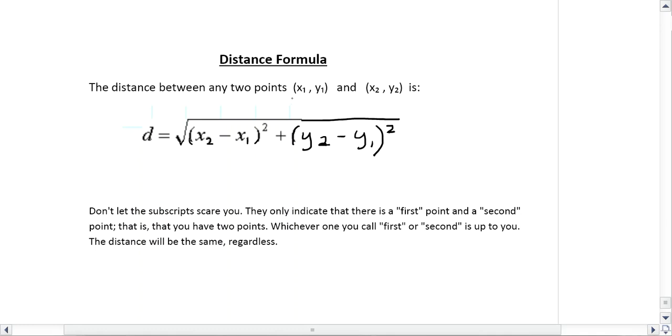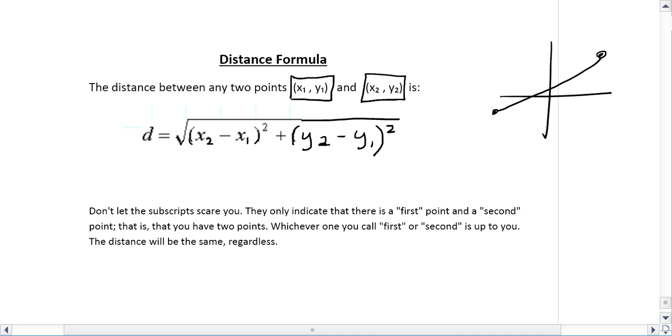So the 2 points here, don't let the subscripts intimidate you. x1, y1 is just any ordered pair on the xy axis, and x2, y2 is another ordered pair. Like, one ordered pair could be here and one could be over here. And this distance formula simply finds the direct distance between them right here. And it doesn't matter which one you call x1, y1 and which one you call x2, y2.